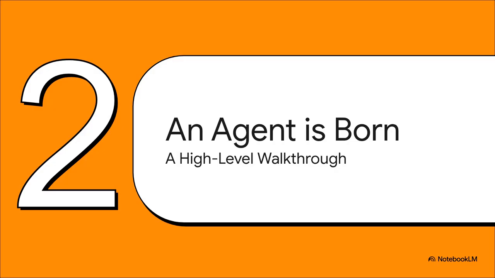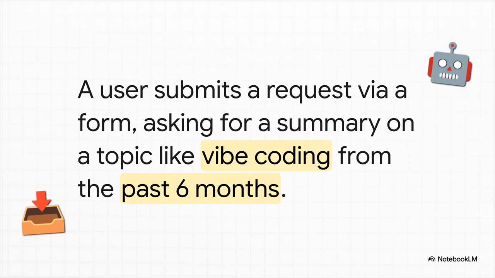Okay, so that's the theory, right? The building blocks. But now let's see how these pieces actually come together to get something done. We're going to walk through a real-world example of an agent being born, so to speak, and actually completing a job from start to finish. So, every single agent action starts with a trigger. It has to be told what to do. In this example, a user just fills out a simple form. They're asking for a summary on this topic, vibe coding, and they're specific, only stuff from the past 6 months. That's it. That's the agent's assignment, nice and clear.